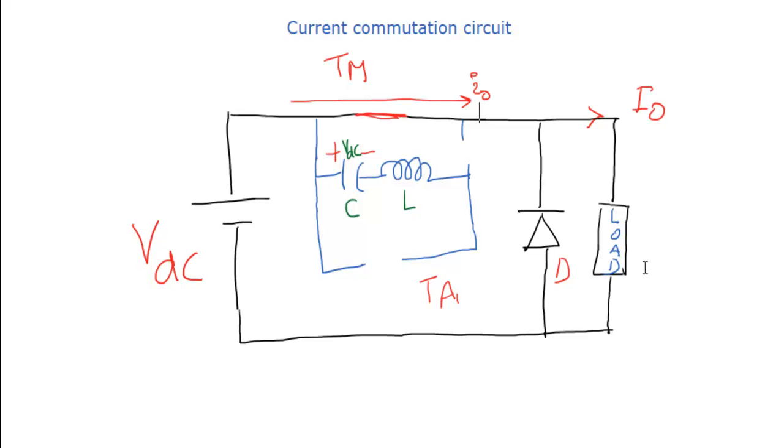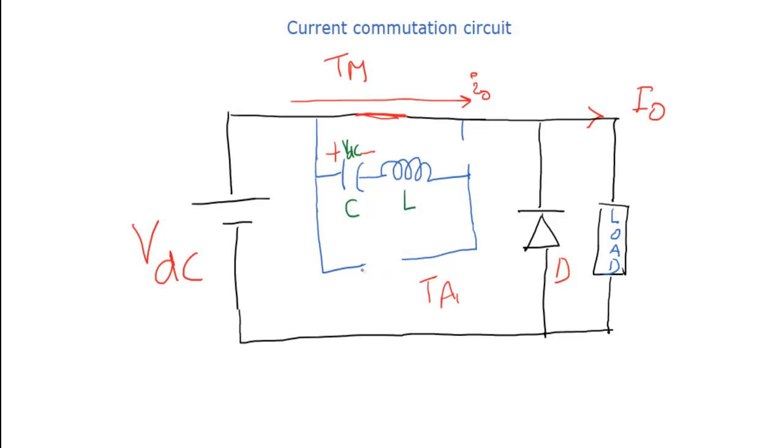Now to start the commutation of this thyristor, we need to turn on the auxiliary thyristor first. That means we need to prepare the commutation circuit to turn off the main thyristor. So before starting the commutation, we need to turn on the auxiliary thyristor. As we already discussed, the auxiliary thyristor is connected like this, and positive voltage is appearing here. That means it is already forward biased. So by giving the gate voltage to this, we can turn it on.